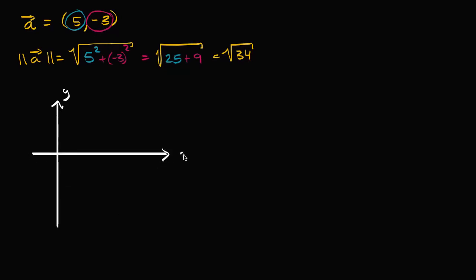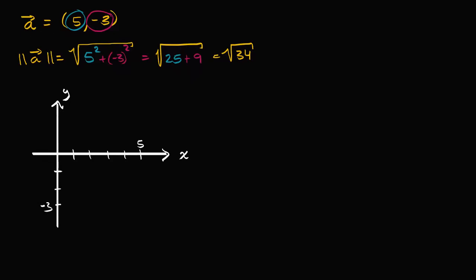That is our x-axis. And we see its x component is positive 5. So 1, 2, 3, 4, 5. That's 5 there. And its y component is negative 3. So 1, 2, 3. And so this is negative 3.